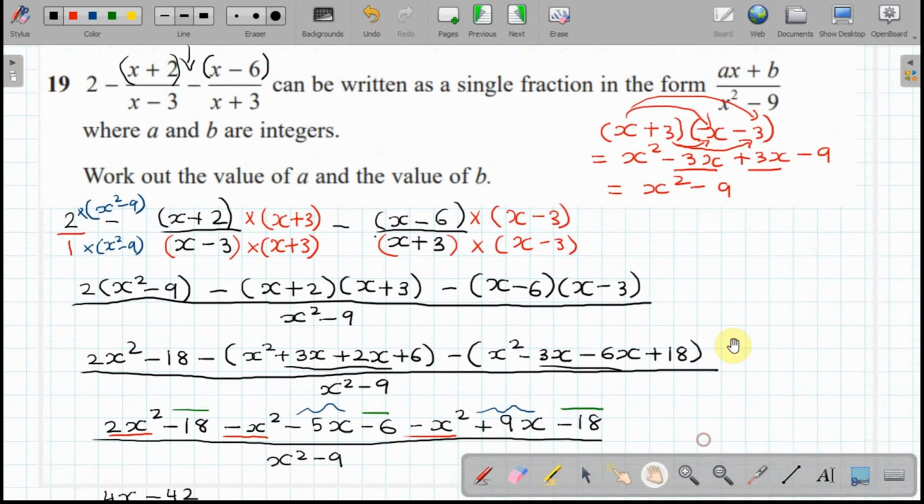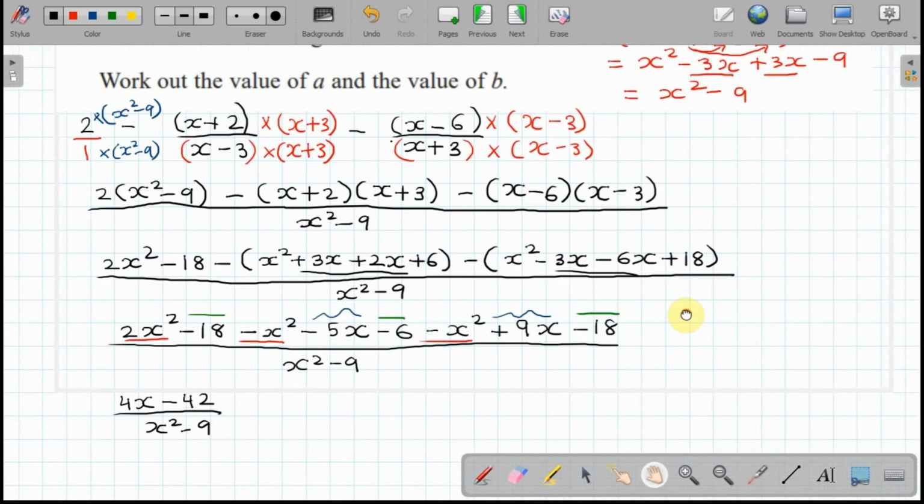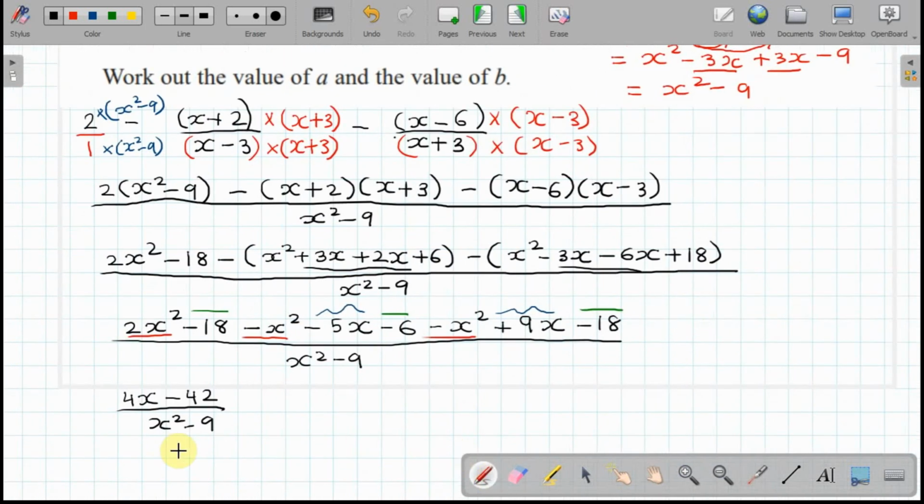And it says it can be written as a single fraction in the form ax plus b over x squared minus 9, where a and b are integers. Work out the value of a and b. So because it was ax, a would be equal to 4 and b equals minus 42. That is the solution to our question.